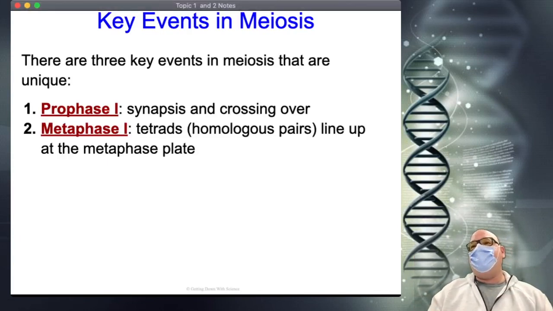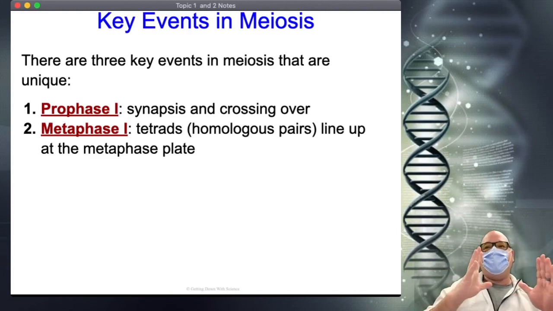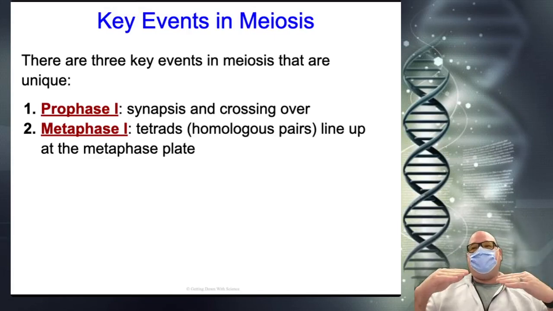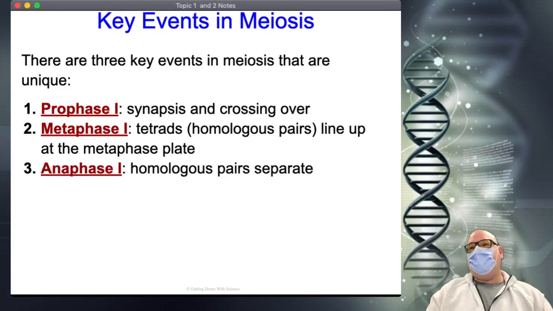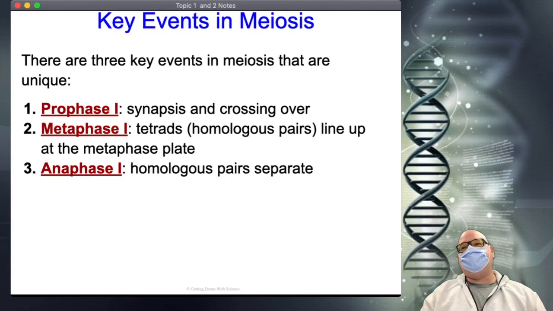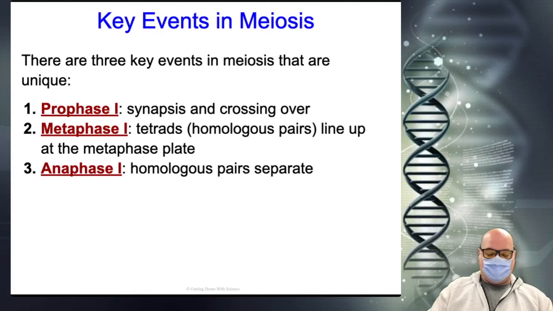Okay. In metaphase one, tetrads, what's tetra mean? Anybody know what number that means? Four is right. Tetrads, which are homologous pairs, line up at the metaphase plate. So tetrads. Okay. So sets of four. In anaphase one, the homologous pairs separate. Okay. They separate just like before. A equals away, so they do separate.